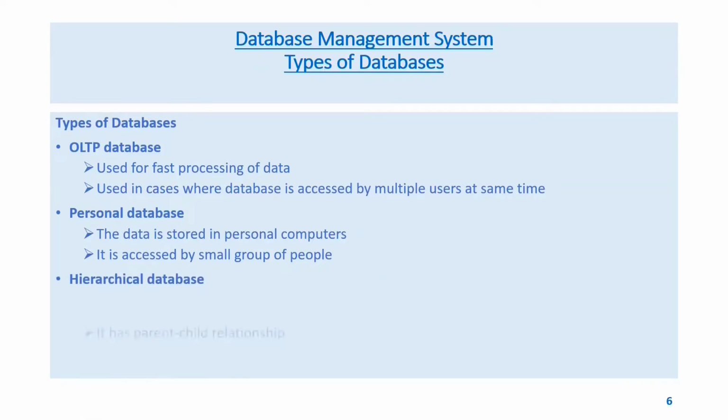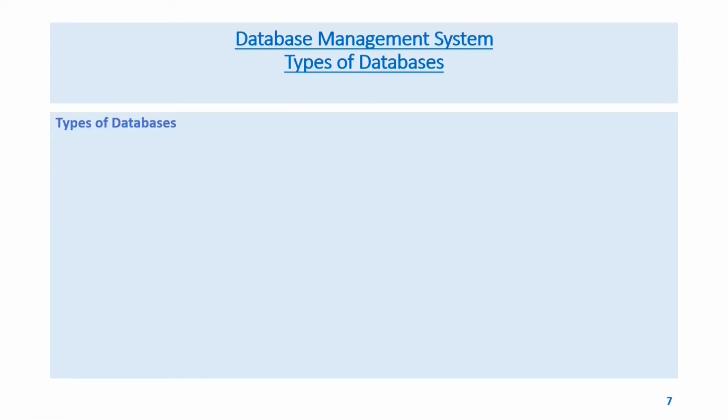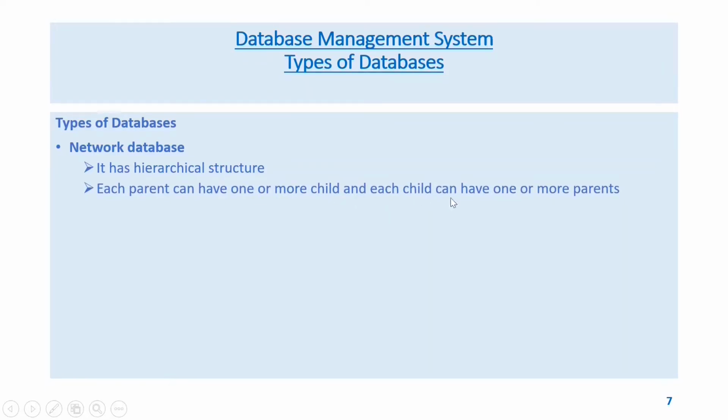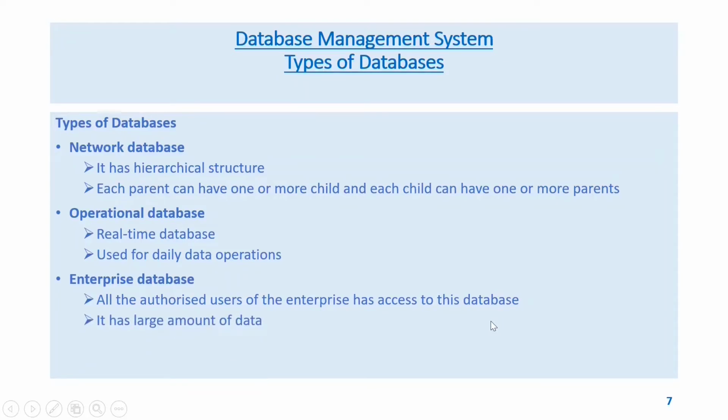Hierarchical database. It has parent-child relationship. Each parent can have one or more child, but child can have only one parent. Network database. It has hierarchical structure. Each parent can have one or more child and each child can have one or more parents. Operational database. Operational database is a real-time database used for daily data operations. Enterprise database. All the authorized users of the enterprise have access to this database. It has large amount of data.